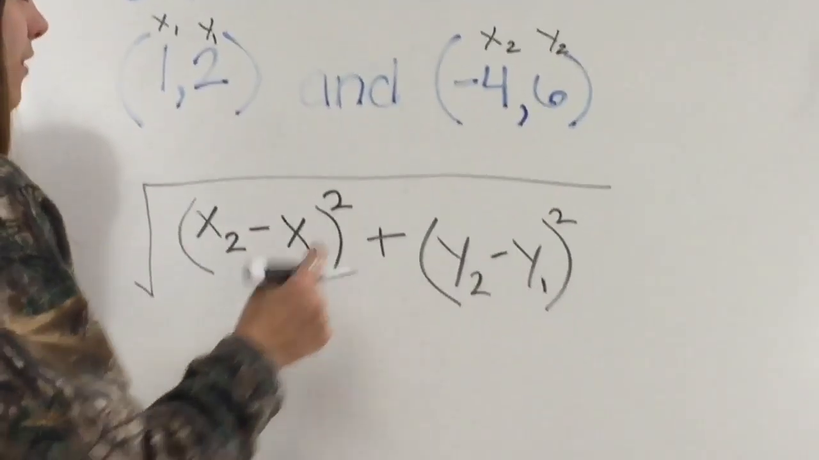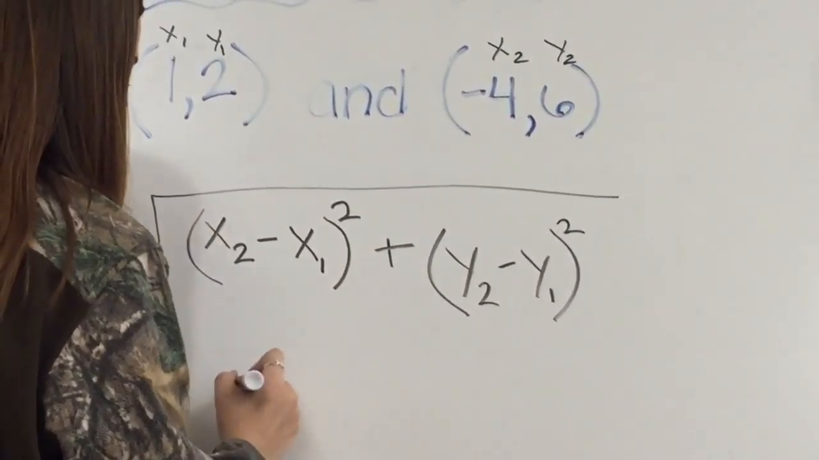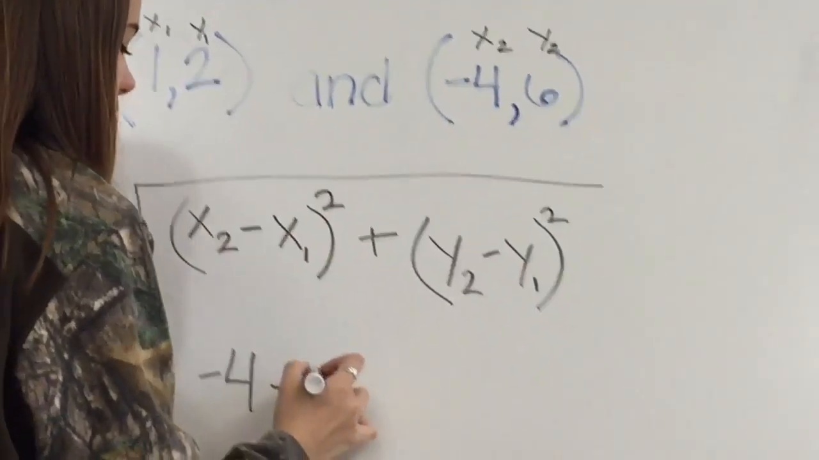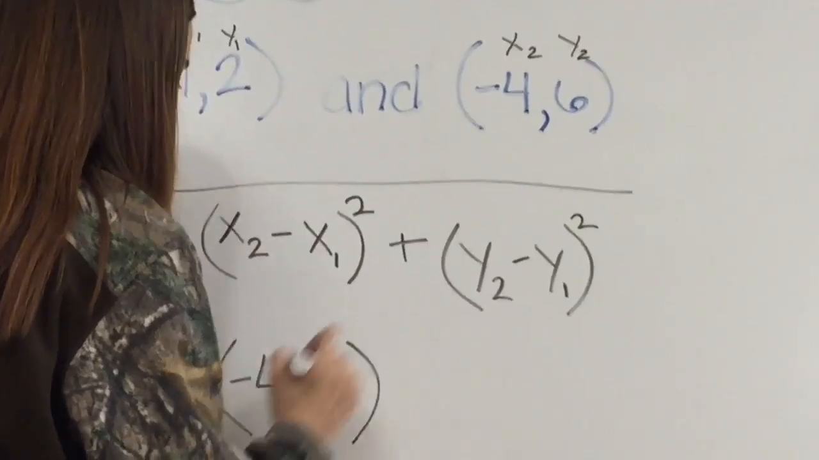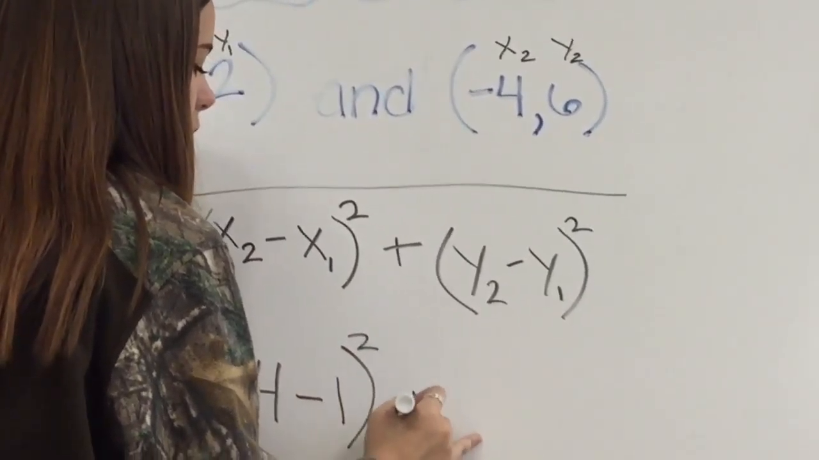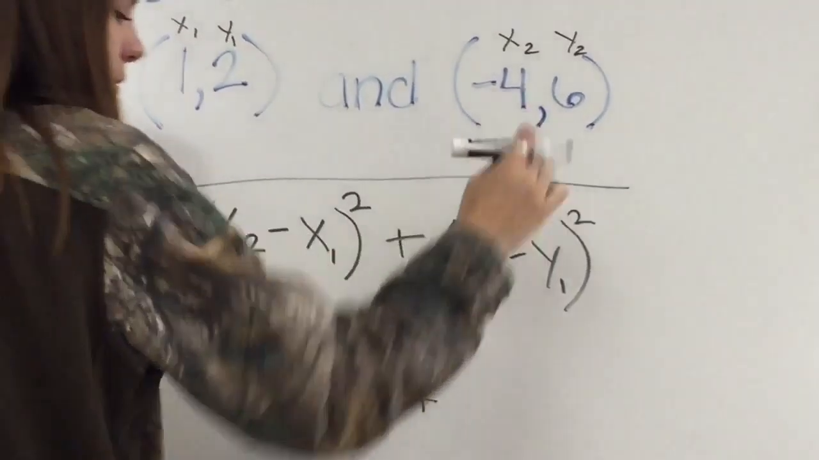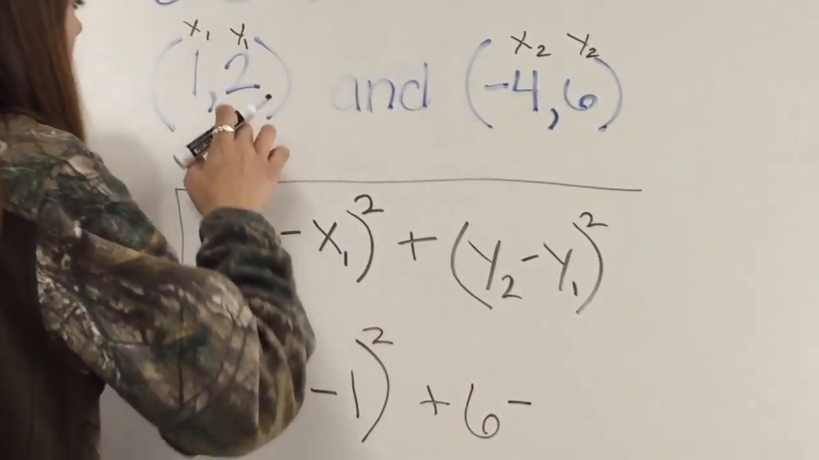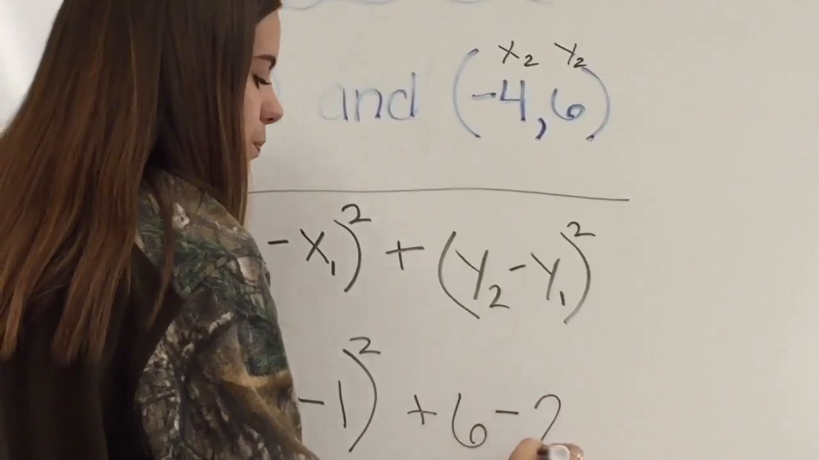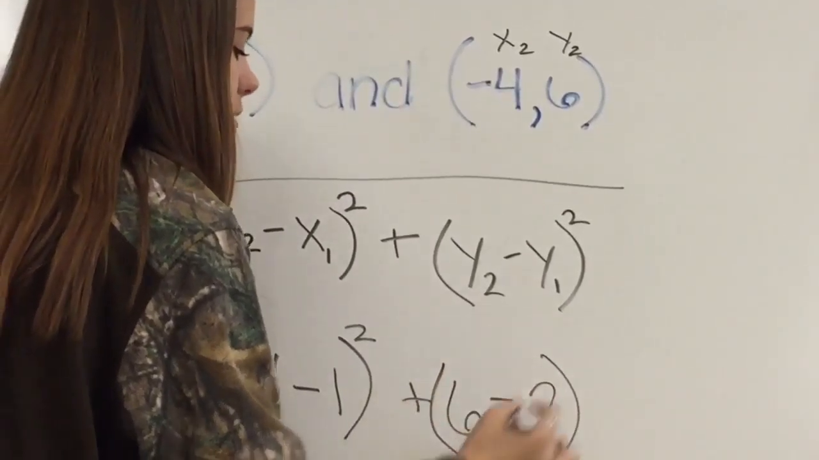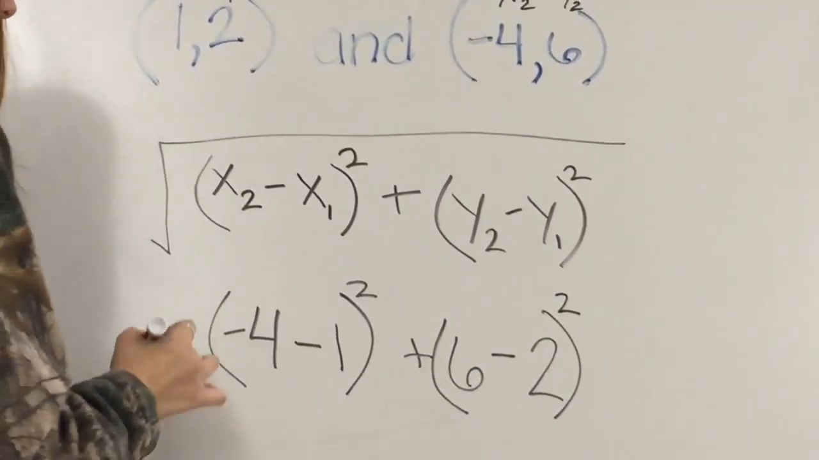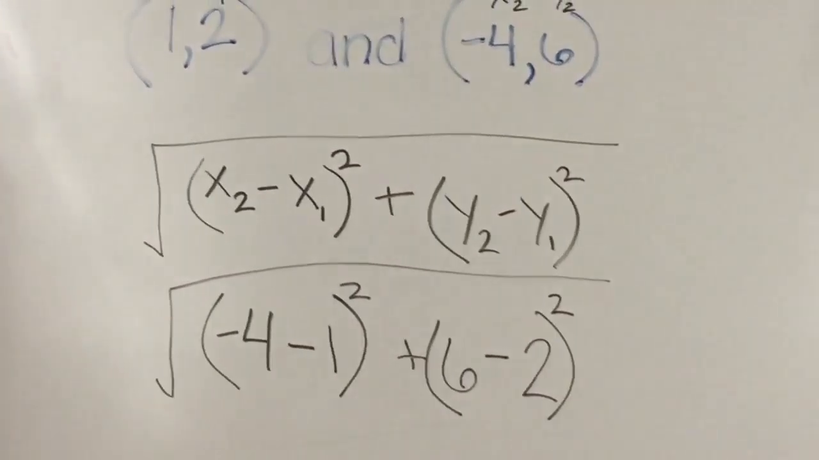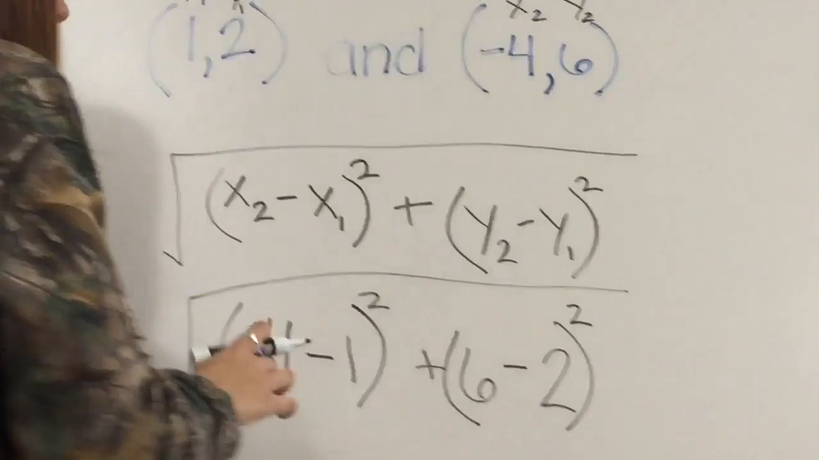So we have x2, which is -4, minus x1, which is 1, in parentheses with our square root symbol, plus y2, which is 6, minus y1, which is 2, and then those also in parentheses with the square root. And we add our square root symbol. And now we just do the math.